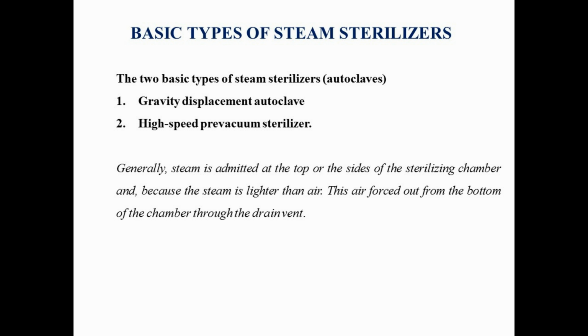The 2 basic types of steam sterilizers are: first, gravity displacement autoclave, and second, high-speed pre-vacuum sterilizer. Remember that steam is admitted at the top or the sides of the sterilizing chamber, and because steam is lighter than air, the air is forced out from the bottom of the chamber through the drain vent. Let's see the types of autoclave one by one. First type is gravity displacement autoclave.